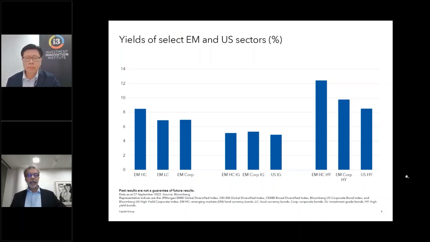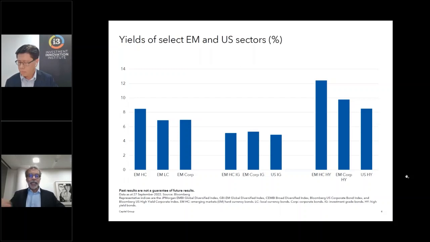EMHC is emerging markets hard currency, emerging market local currency, and emerging markets corporates. You can see that now we are at levels of yield that you normally associate with significantly outsized returns going forward. But that's not the point I wanted to drive home now. I wanted to break down the hard currency universe, the first bar to the left, and break it into investment grade and high yield.